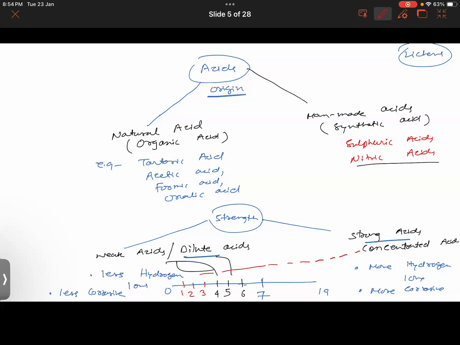Okay, sir. So is the difference between the two clear? Is the two classification of acids clear to both of you? Yes, Sandus, is it clear? Yes, sir.